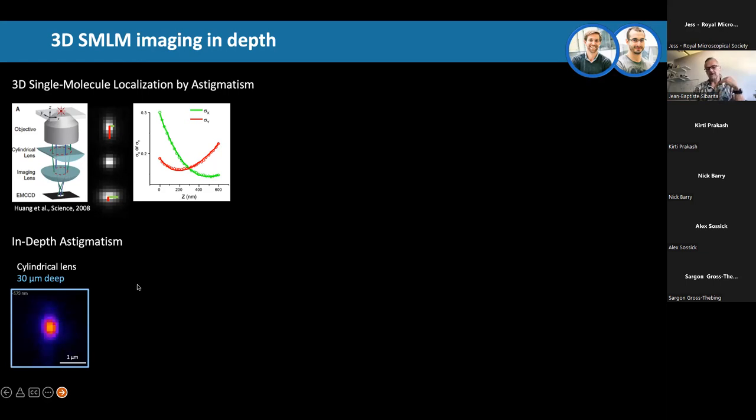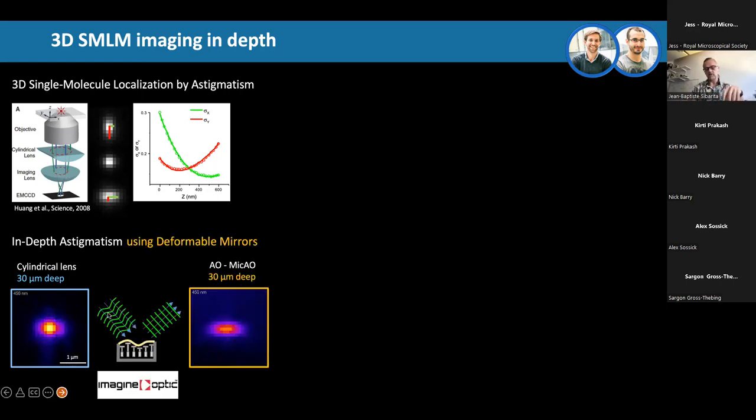However, when you start to go deep with this high numerical aperture, they come with aberrations, spherical aberration mostly. And the spherical aberrations will kill your capability to get good astigmatism. And this is what you can see here. This is a 3D sectioning over 1 to 2 microns. And you can see that the astigmatism expected will be corrupted by other aberrations.